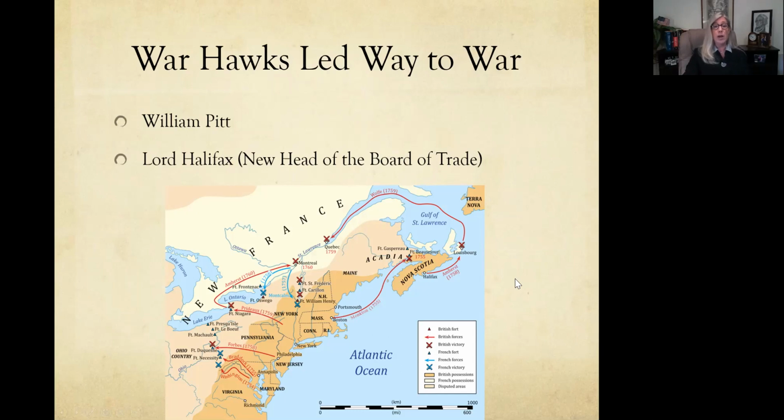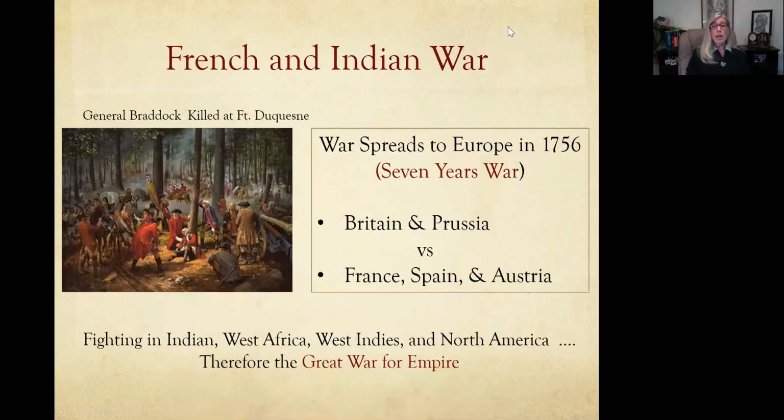Back during this colonial time. Here are the details of the war. The war in Europe was 7 years, begins in 1756, and it's a world war. We've got all of these European powers who are taking sides.